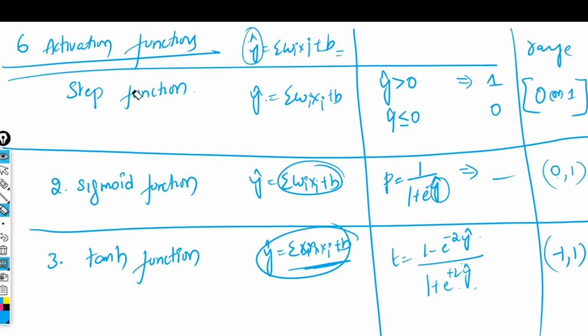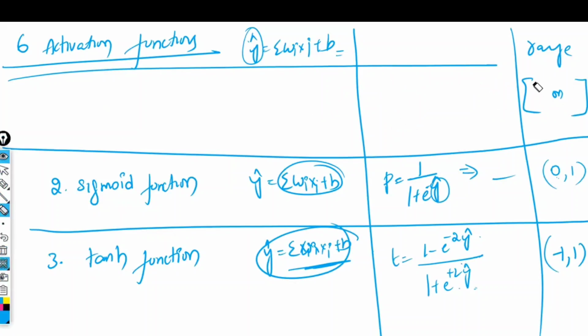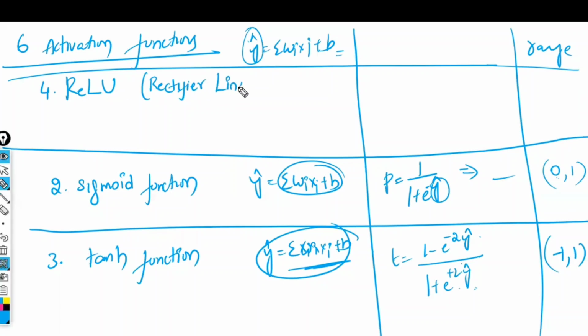Next. Activation number 4. Most important activation function. 99.99999% will use this one, which is called ReLU. R, small e, caps L, caps U. ReLU is the name. ReLU means rectifier. RE stands for rectifier, L stands for linear, U stands for unit. Rectifier linear unit, ReLU, as the activation function.